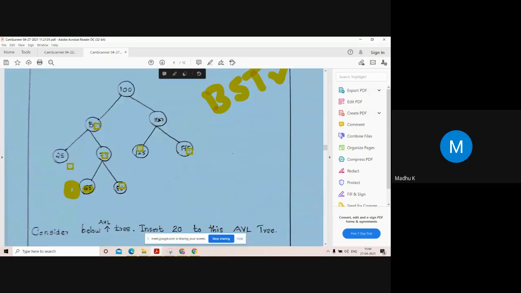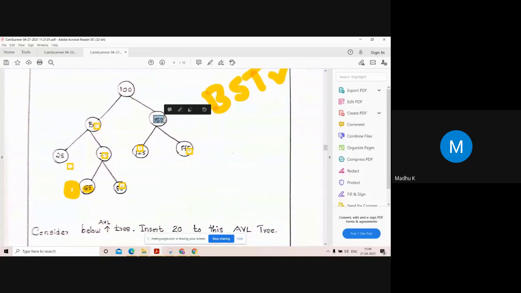Next, what is the balancing factor of 150? This node is also 0. What is the height of the left subtree? 1. What is the height of the right subtree? 1. 1 minus 1 is equal to 0. So this is also completed. Next, what is the balancing factor of 100?